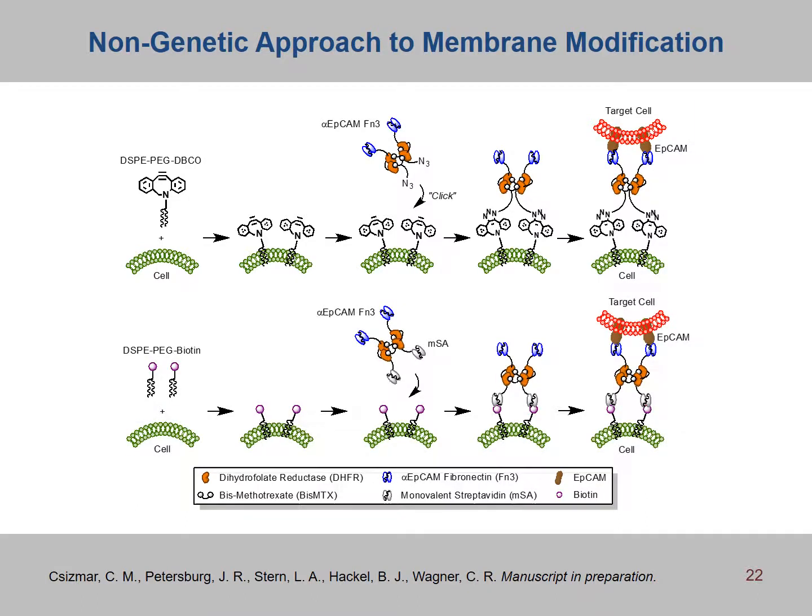We also envisioned a similar approach using biotinylated phospholipids. Rather than a click reaction, we fused a monovalent streptavidin domain to the DHFR subunits, thus forming bispecific C-SANs that could interface between the biotin-modified cells and the EpCAM-positive targets.